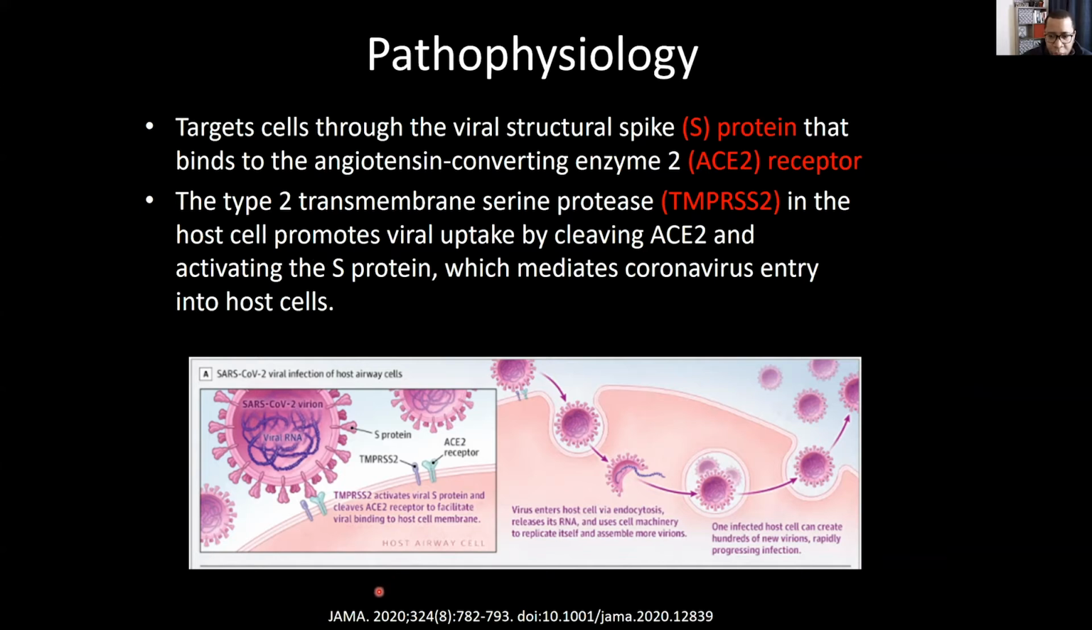We know that nasal and bronchial epithelial cells and pneumocytes express a high level of ACE2 and TMPRSS2 receptors. And we know ACE2 is also highly expressed in the epithelial cells of the oral mucosa and lungs, but also heart, blood vessels, intestines, kidneys, bladder, and brain. And this helps to explain some of the distribution of pathology that we see.